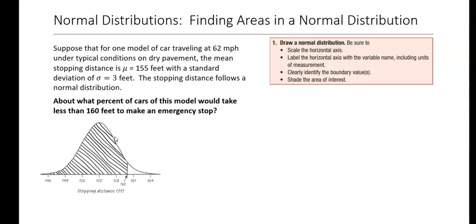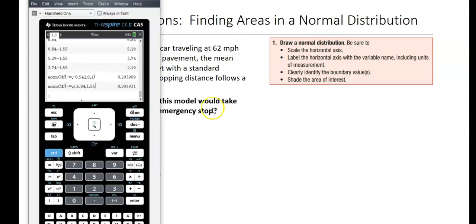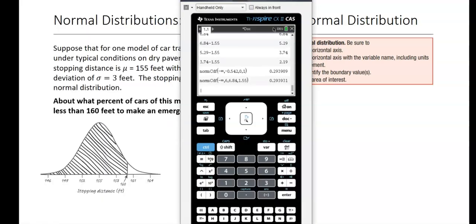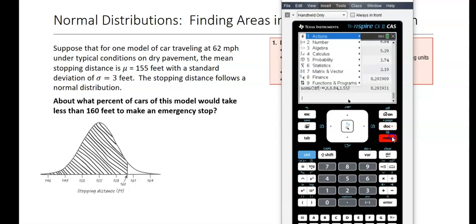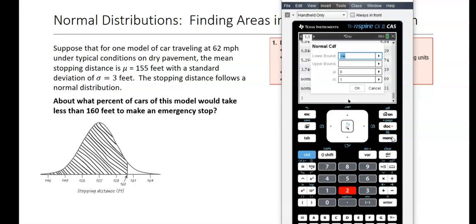Let's see what they did. Yeah, they drew it a little nicer than I did, and they shaded left. And so now you can do your norm CDF at this point. So go menu 652. Lower bound, negative infinity, goes to the left forever. Upper bound, if you want to do it this way, is 160. You hit the pi key at the bottom there and choose infinity. So negative infinity to 160, and then the mean was 155, standard deviation was 3.